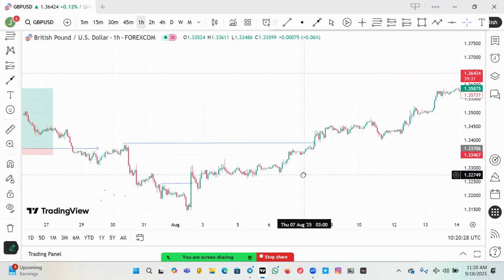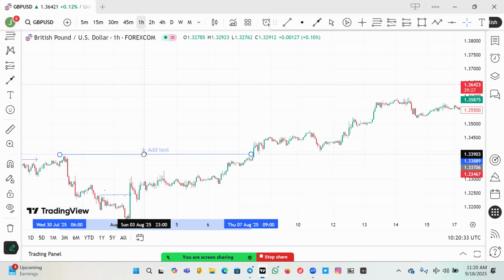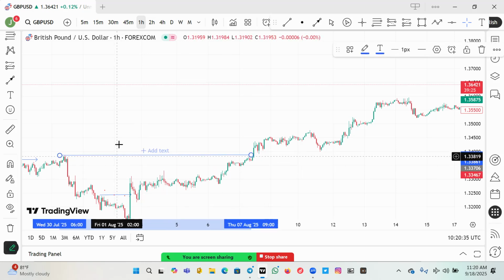What I am doing right now is called order flow. That is the market changing internally or externally is called order flow.